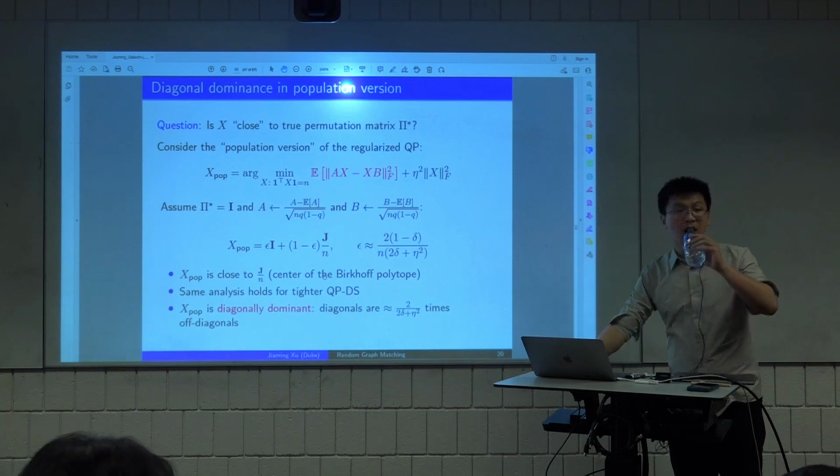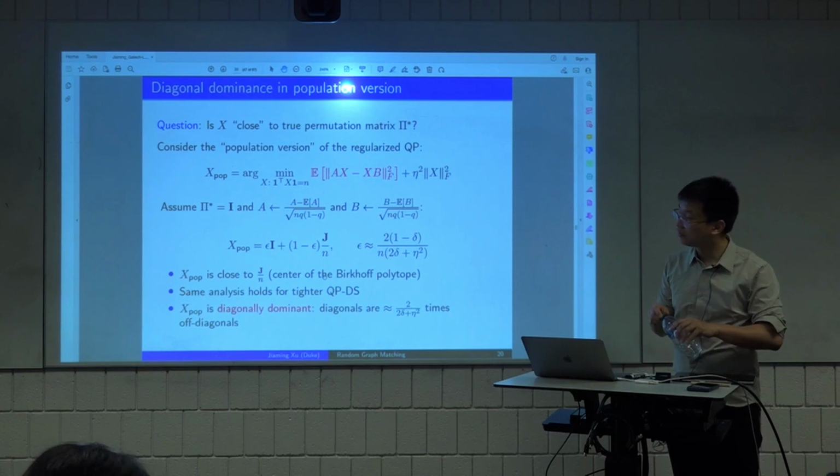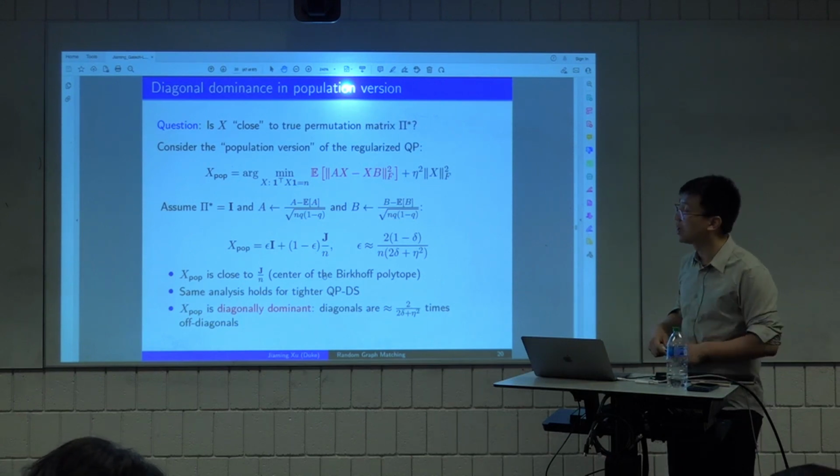Yeah. And one more question, just to clarify. So you said that instead of solving this problem, if I solve the original doubly stochastic relaxation, then I would get a similar form for this. Yes, yeah, exactly.